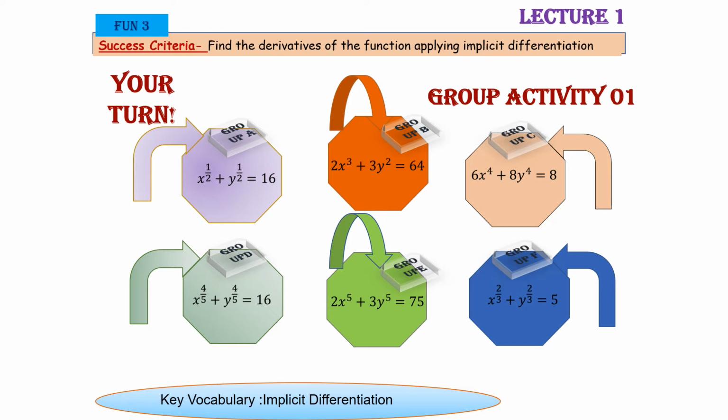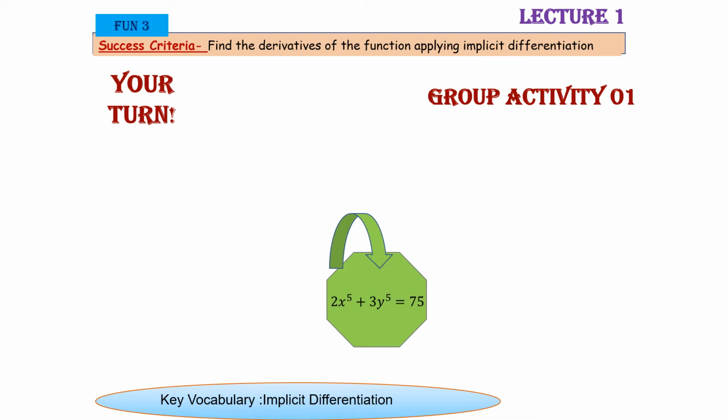The concept behind each and every question is to take the derivative using the previous rules of differentiation, but the derivative of y, solve it by using the chain rule. So the first question, let's solve 2x to the power 5 plus 3y to the power 5 equals 75. One more time, let me write it down so that we can see, and you can tally all the steps which you have noted down.